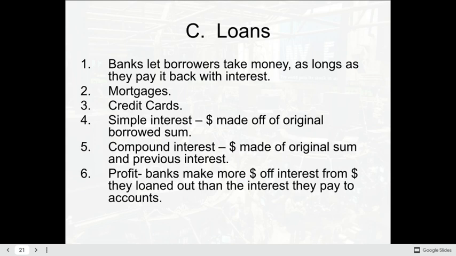And then there are loans. We are savers, and at least at one point in our life, we're also going to be borrowers. Borrowing to buy a car, a house, build a business, expand it. So banks let borrowers take the money as long as they pay it back with interest.